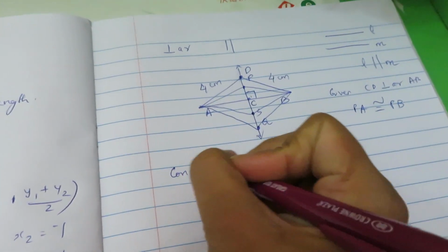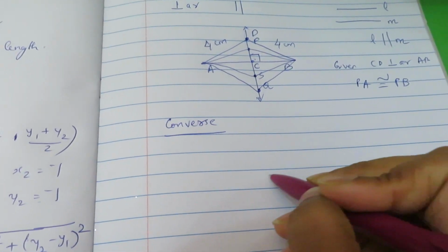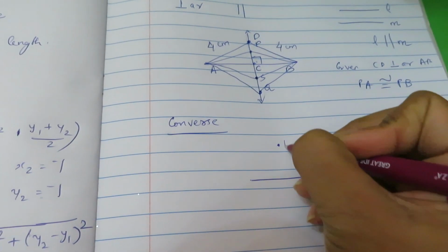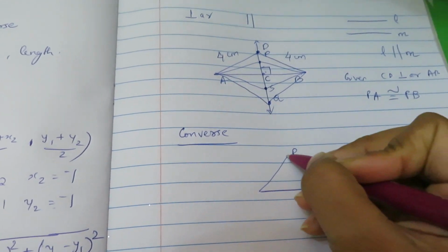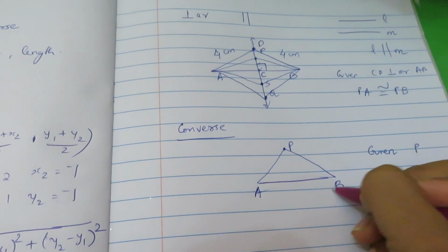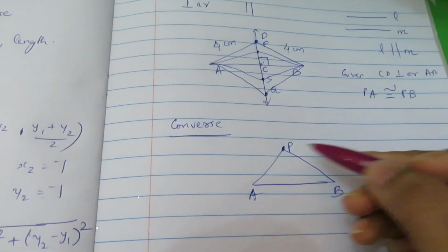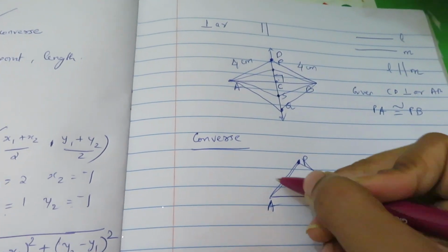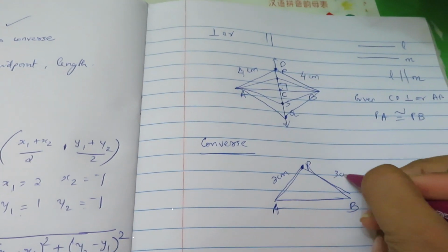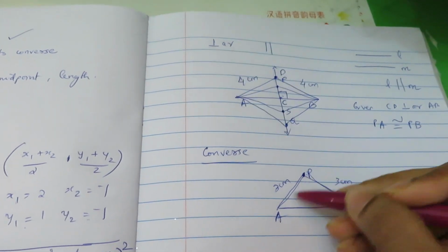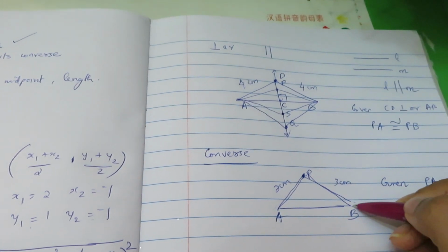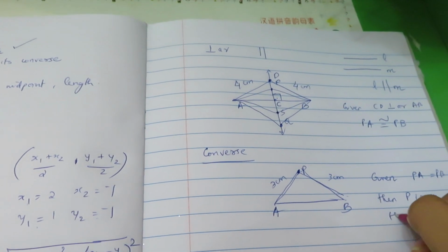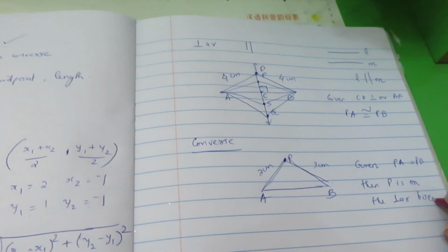So what does the converse of it say? The converse says, given, what is given over here? Given any point P and the lengths PA and PB to be equal. You have a line segment, given a point P, and it's given that PA is equal to PB. So suppose they're telling you that this is 3 centimeter each. Now, if you have a point P where the lengths to the endpoints are equal, then P is on the perpendicular bisector. This is what the converse says.